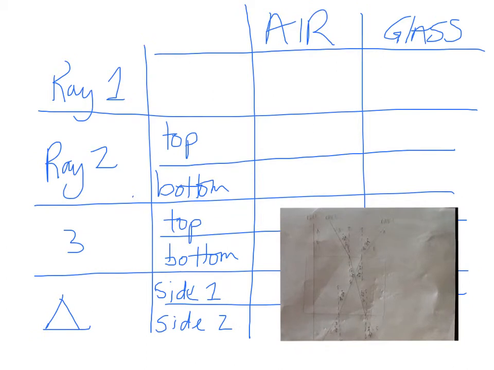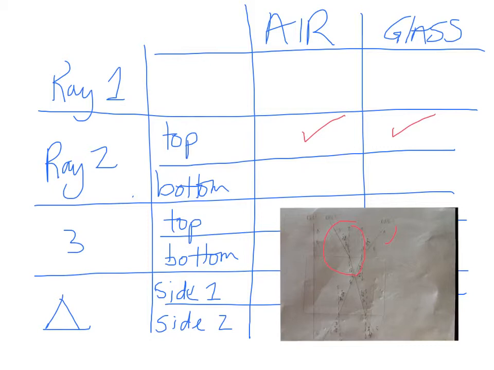You want to take a look at what's happening at the top and what's happening at the bottom for both air and glass. So again, you'll just have your data here, and you're going to take a look, let's just say for ray 2. You can see right here I've got my information for ray 2, and I would fill in on the top what's happening in the air and what's happening in the glass. You want to make sure you're always measuring from the normal line, the dashed line that you put in, not from the edge of the block. So measure from the normal line.